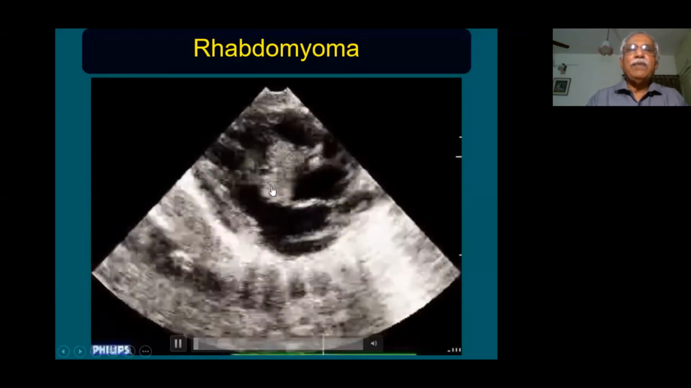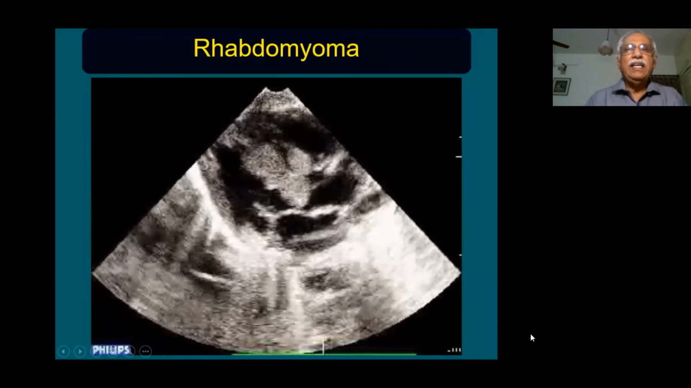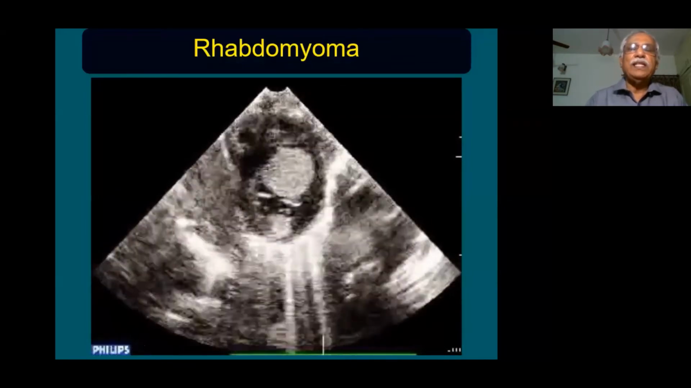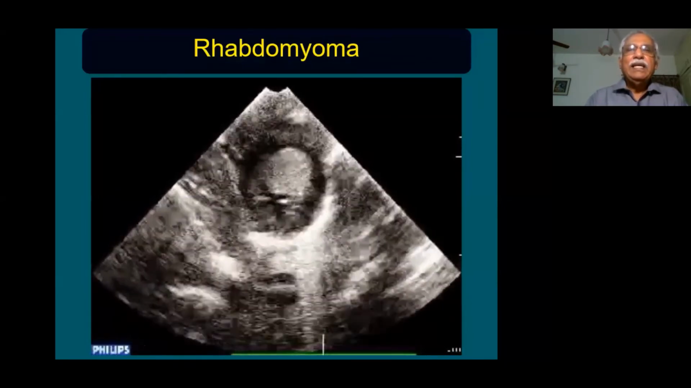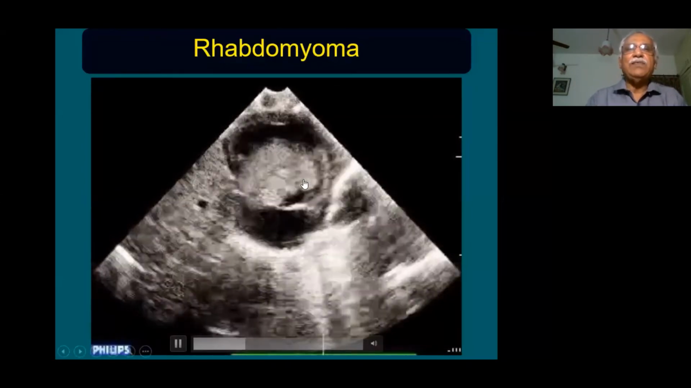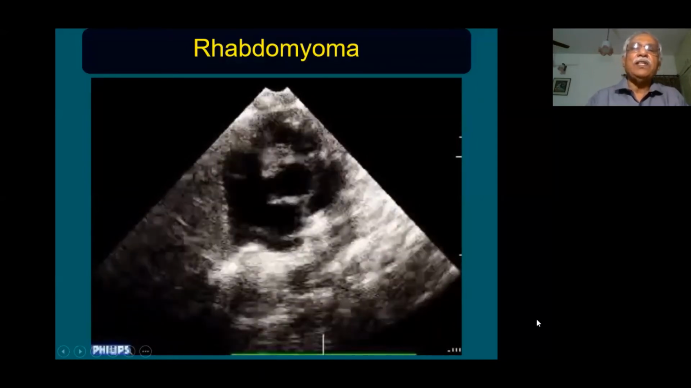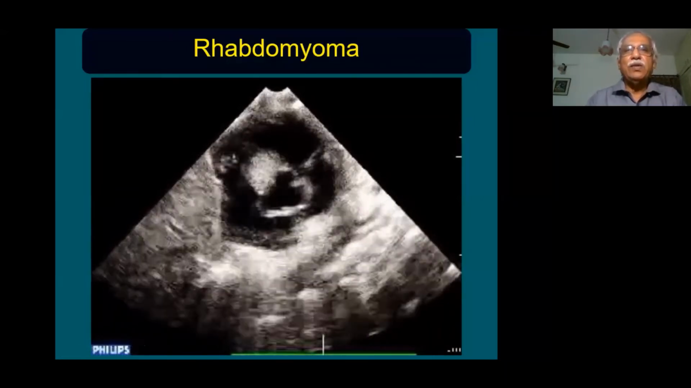Whenever you see a rhabdomyoma, you have to look for tuberous sclerosis. You look for the ash-leaf patches over the thigh and the back, and there is usually a pineal calcification present in these patients. So they have to be investigated for the presence or absence of tuberous sclerosis.